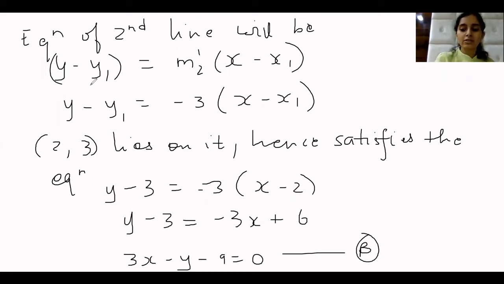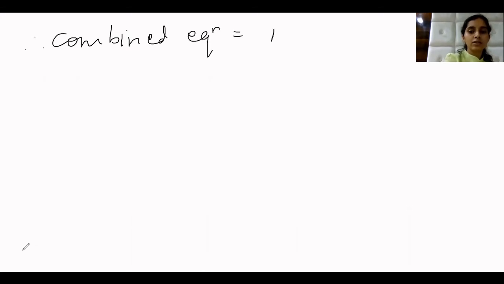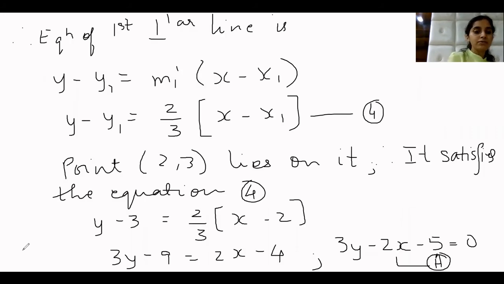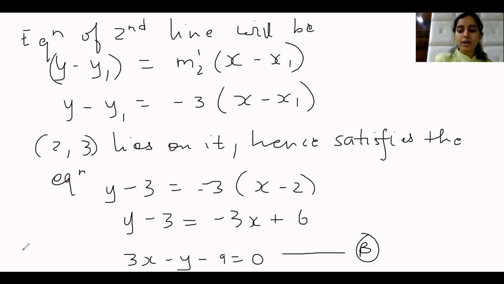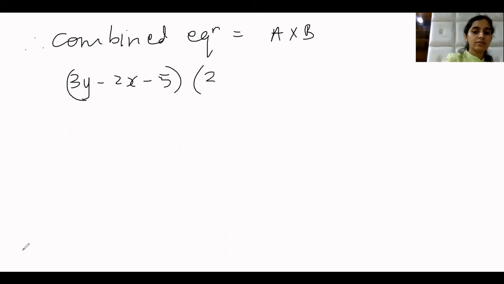And now we'll find the last part, that is the combined equation. Therefore, the combined equation is equal to A into B. Okay, so what is A? 3y minus 2x minus 5, bracket, multiplied by 3x minus y minus 9, equal to 0. Let's multiply this.